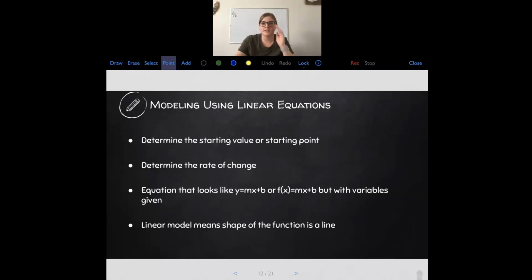So we are going to continue on in our lessons about applications of functions. Particularly, we're going to talk about modeling using linear equations. Remember, a linear equation comes in the form of y equals mx plus b.